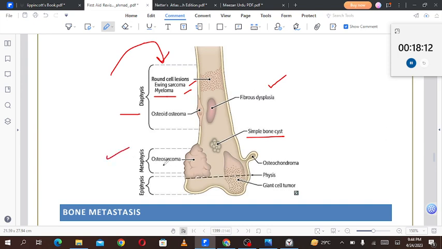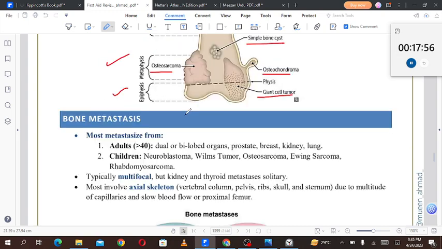Then in the metaphysis, we can find osteosarcoma or osteochondroma. Osteosarcoma is a malignant version of osteochondroma. Then in the epiphysis, we can find giant cell tumor. So these are locations of different tumors. They are not all of them, but the most important of them are listed in this picture.